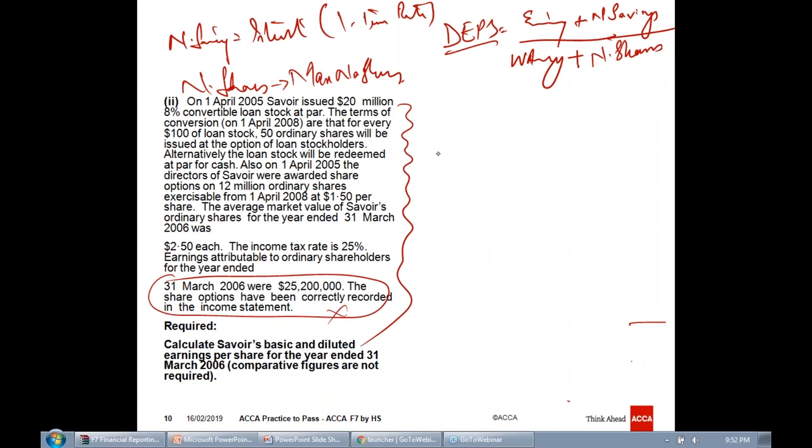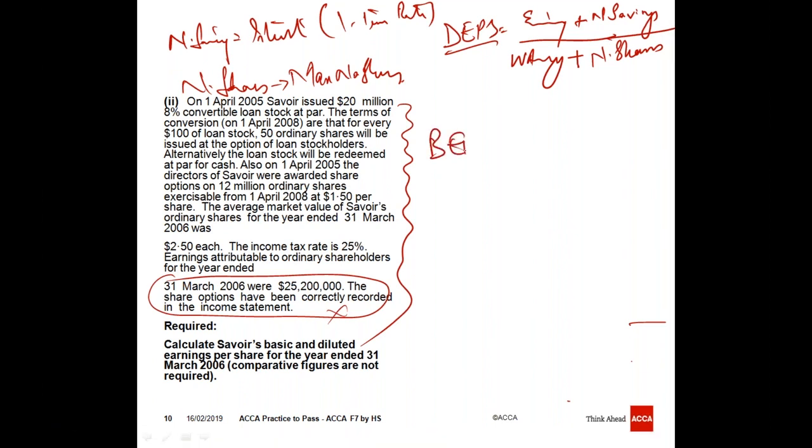Okay, let's start. First of all, we have to calculate the basic EPS. On 1st April 2005, SEBI issued 2 million convertible loan stock, the terms of the conversion, and so on. This information is irrelevant for us. Alternatively, the loan stock will be redeemed at par for cash also on 1st April 2005. That is, Xavier were awarded the share options of 12 million ordinary shares.